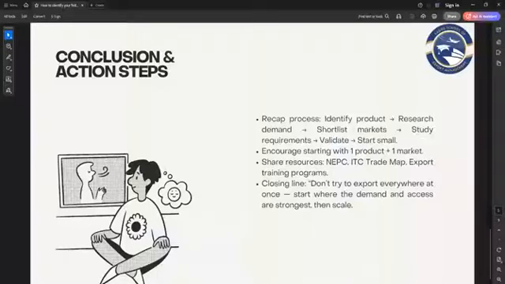Okay, so for today, we've looked into identifying your product, that is the exportable product that you want to export, researching the demand in your prospective markets, in the markets that you are looking to select from, then shortlisting this market after doing your research, after different consideration, then you study the requirement, what is needed, so you can even get some prospective buyers to talk to even before you have a valid contract with them.